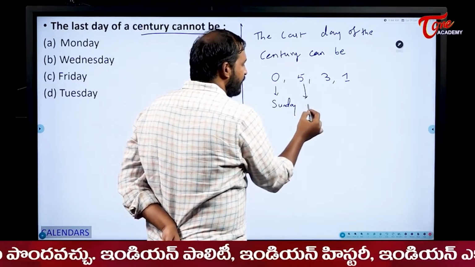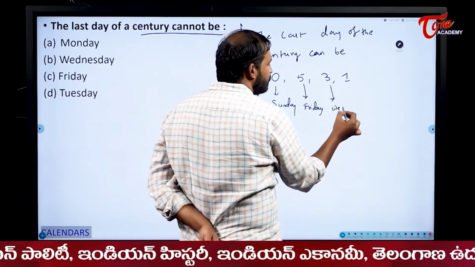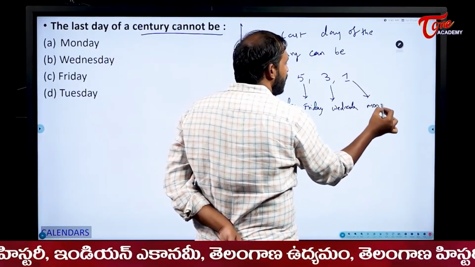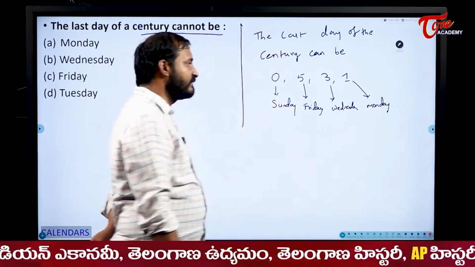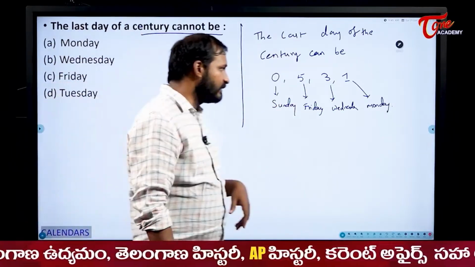5 means what? Friday. 3 means what? Wednesday. And 1 means Monday. So the last day of the century can be this one. Can be this. Cannot be.